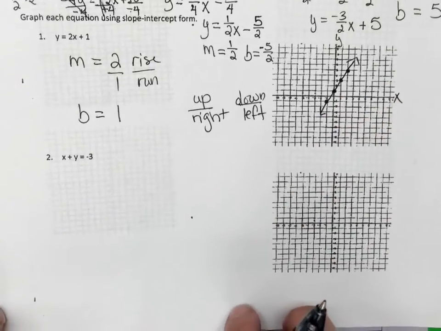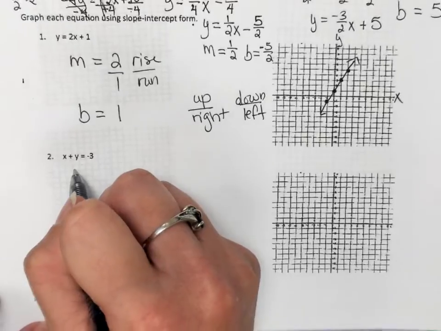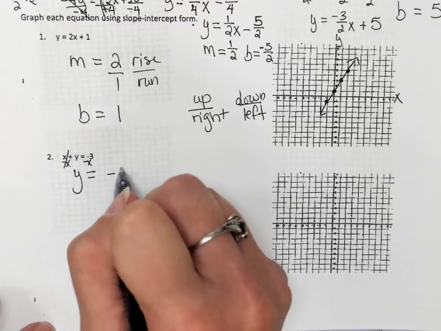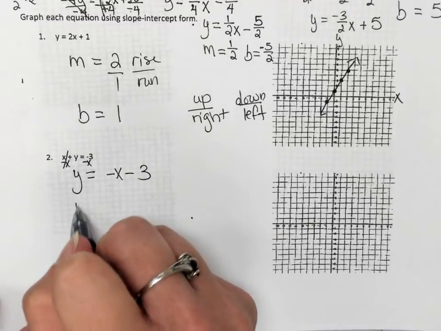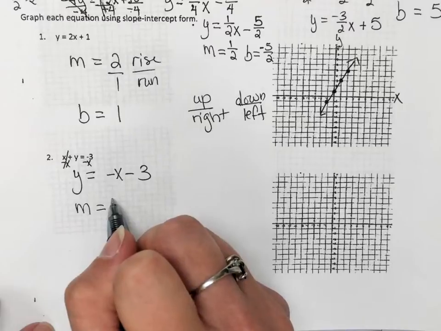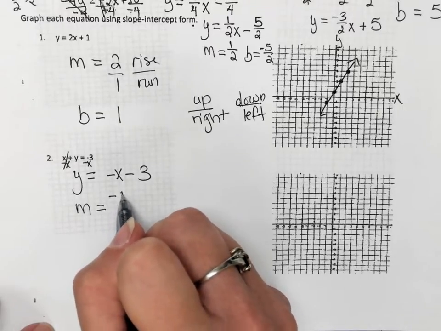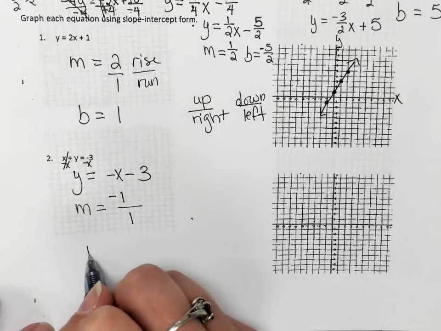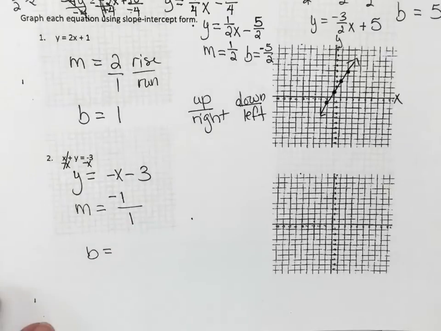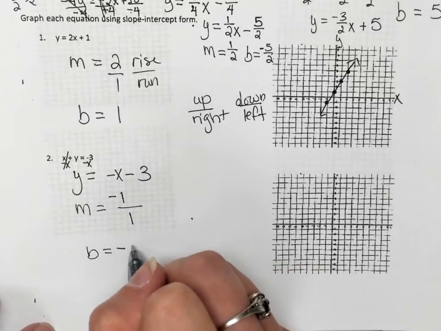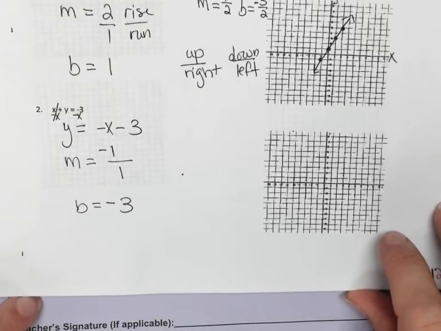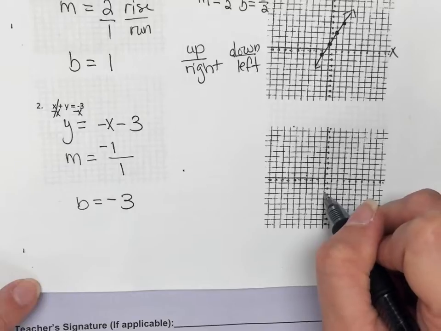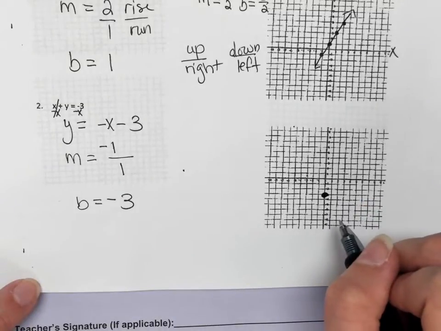All right, number 2. What's wrong with number 2? Here we go. Not the right form, so how do I get y by itself? Subtract the x. The x comes first, so it would be negative x minus 3. So, Madison, what's my slope? Not the x. Negative 1 over, I need it as a fraction when I graph. And then my y-intercept? Negative 3, right? So, b is for beginning. Where am I going to begin? Negative 3 where? On the y-axis. There you go. So down 3.